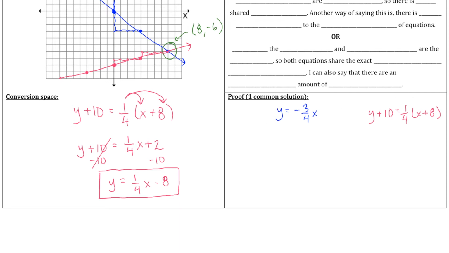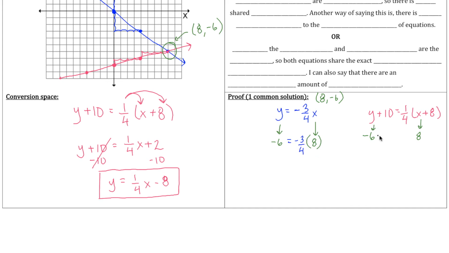Let us see. So our solution is 8, -6. So 8 goes here. -6 goes here. 8 goes here. I'll just put it like that. -6 goes here. There it is. Okay. So y equals -3/4 times 8.